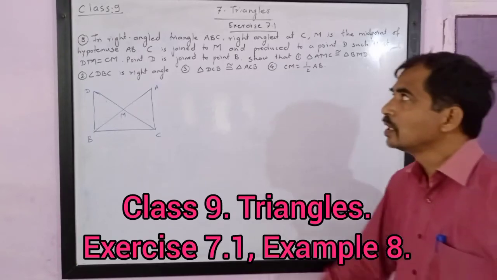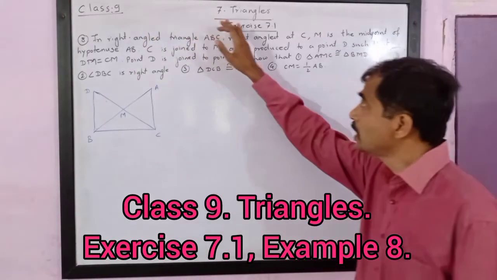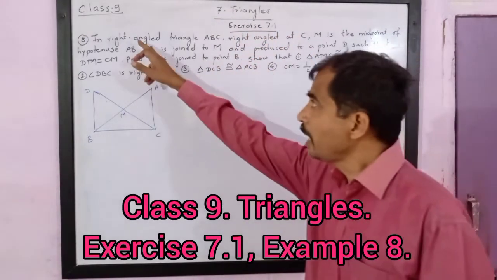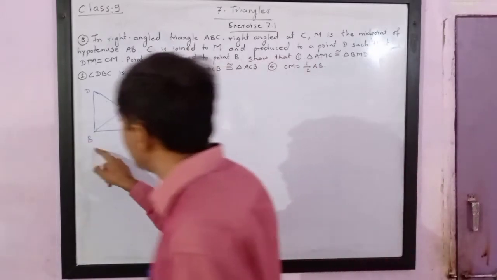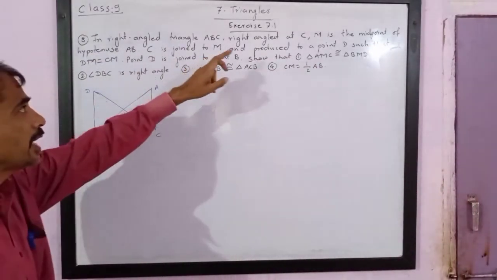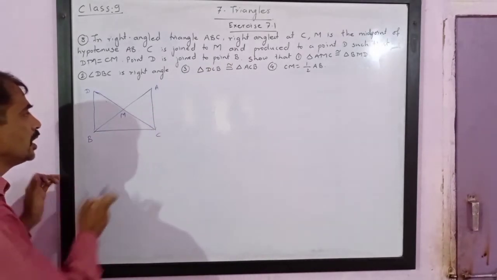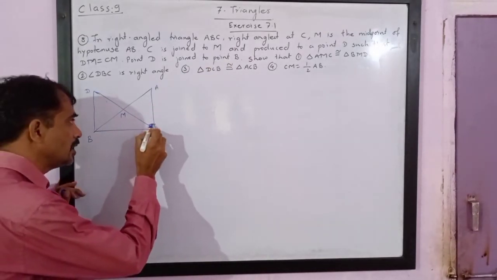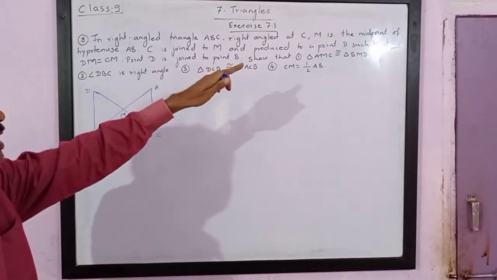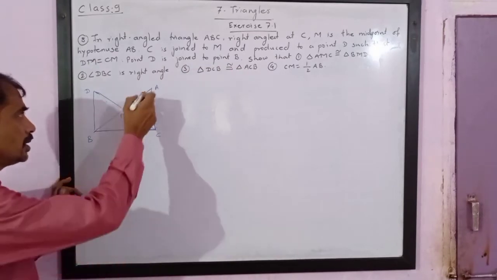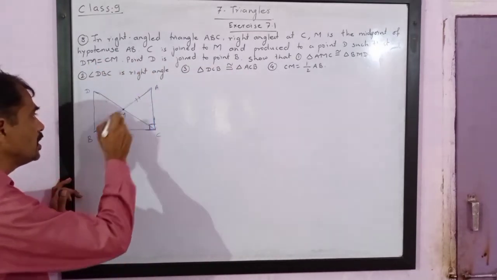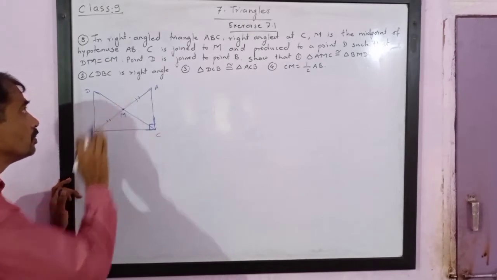Dear friends, in class 9 we are studying chapter 7, Triangles, and in exercise 7.1 we have question 8. In a right angle triangle ABC, right angled at C, it means angle ACB is 90 degrees. M is the midpoint of hypotenuse AB. AB is the hypotenuse and M is its midpoint. It means AM is equal to BM.